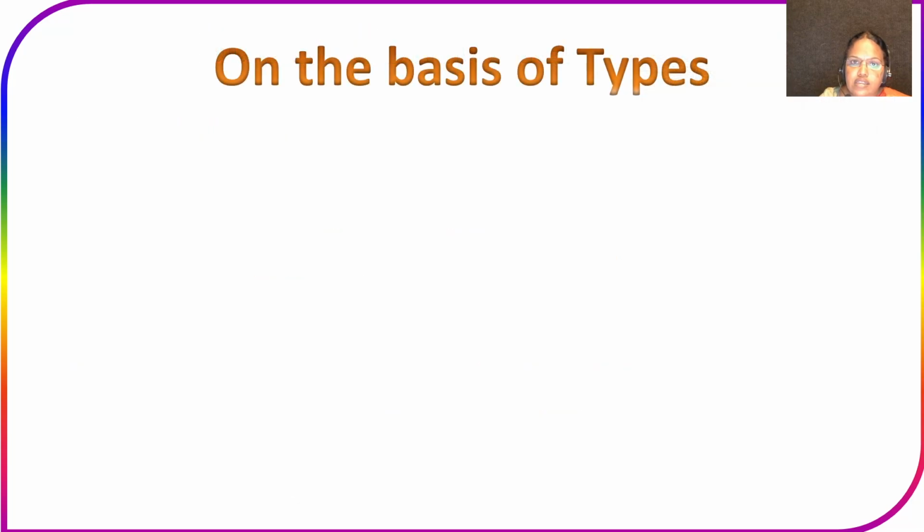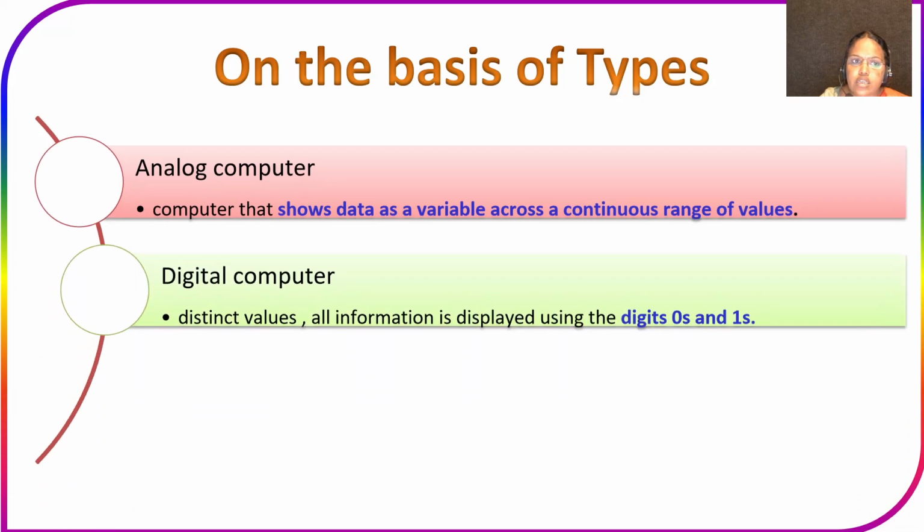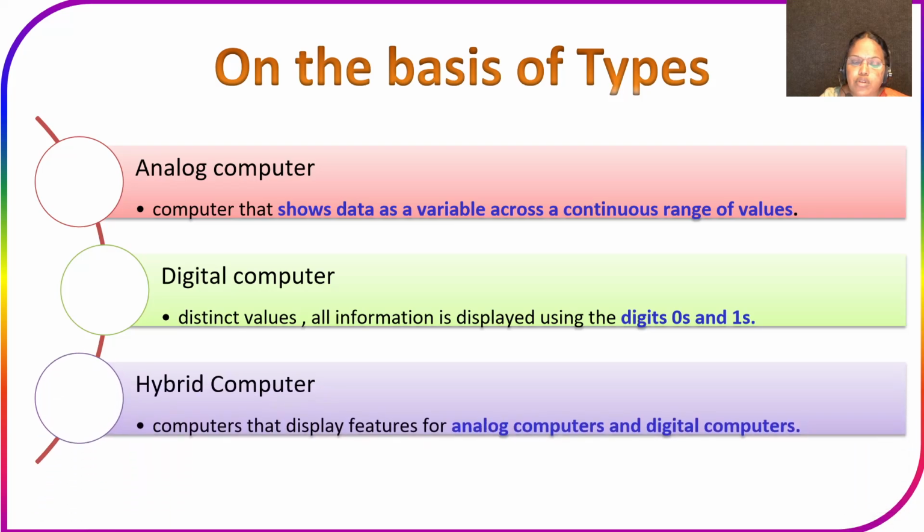So the next category is on basis of types. On basis of types, it is classified into three categories: analog computer, digital computer, and hybrid computer. Analog computer shows data as a variable across a continuous range of values, whereas digital computer has distinct values. All the information is displayed using digits, zeros and ones. Hybrid computer is a combination of analog and digital computer.